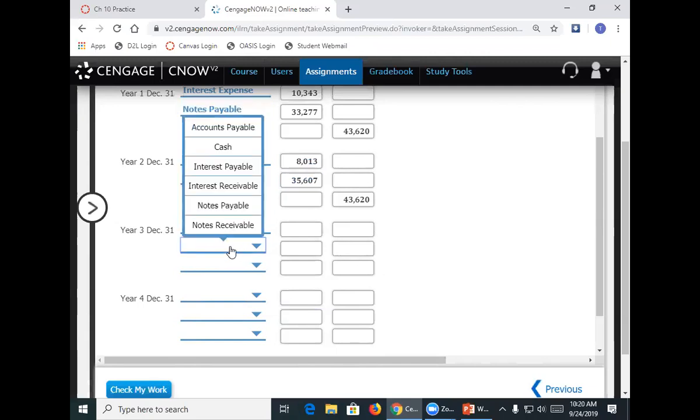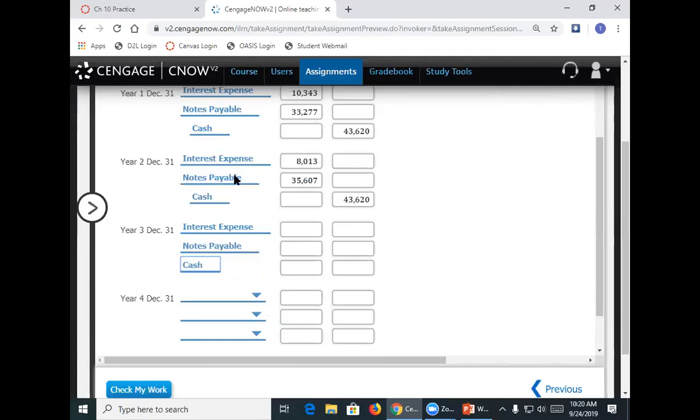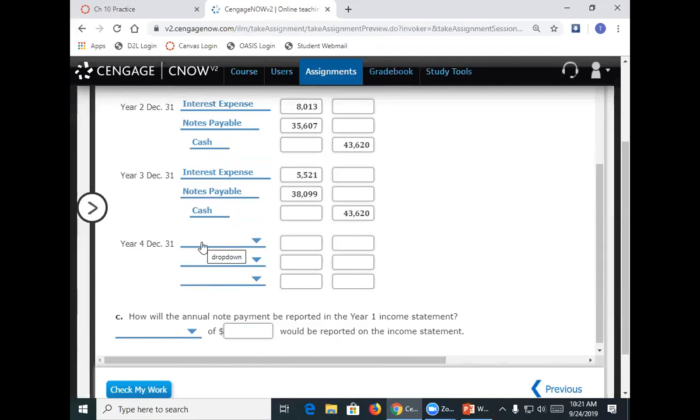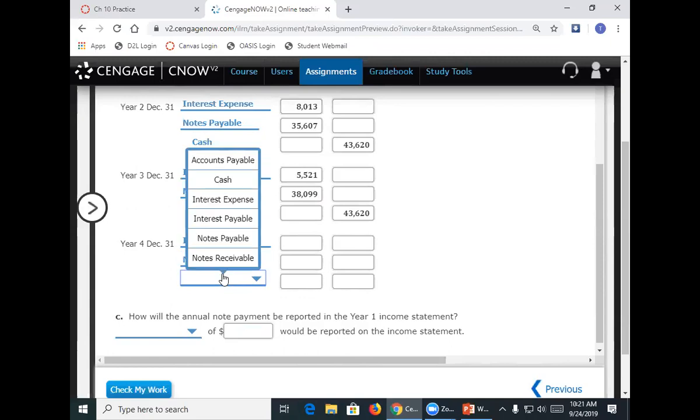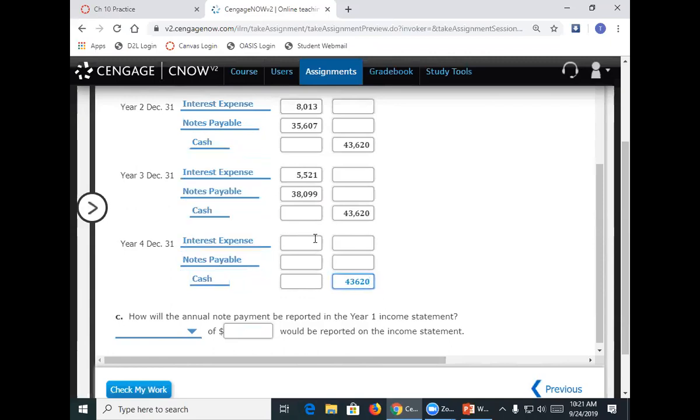Same thing for year three. And I'm getting all this from the amortization schedule. So cash is still credited $43,620. Let's see, year three interest expense was $5,521, and the notes payable was a debit of $38,099. And then my last year, again, same structure. Cash is still credited. Interest expense in year four was $28.53, and the notes payable was $40,767.